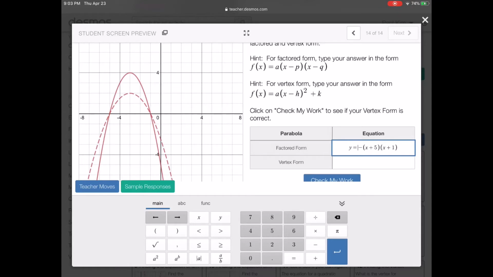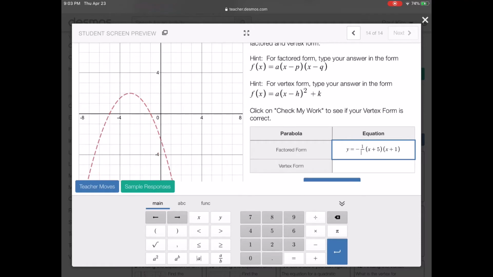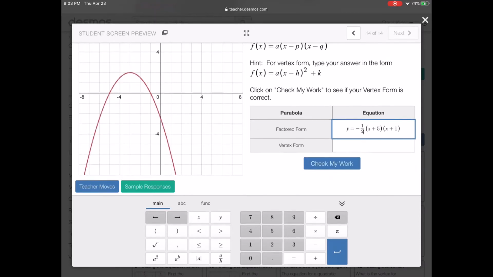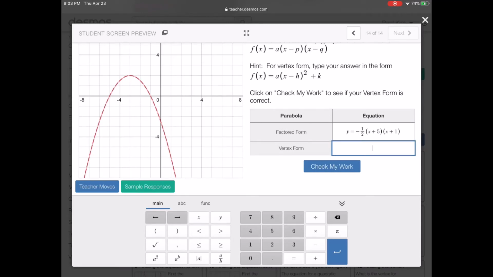But if you notice, my graph doesn't quite match. It looks like my graph got wider. So I'm going to make this a number between 0 and 1, like 1/2. And that works. Now, when I do the vertex form, I notice that my a value is going to be the same a value. Like, that's not going to change.